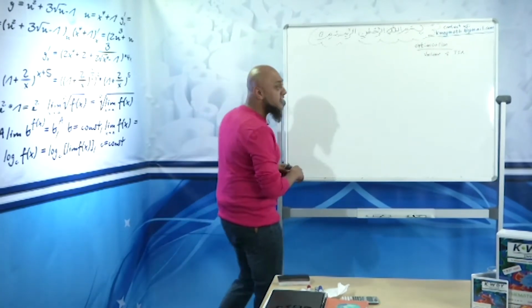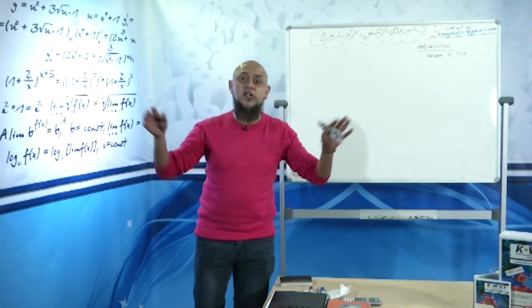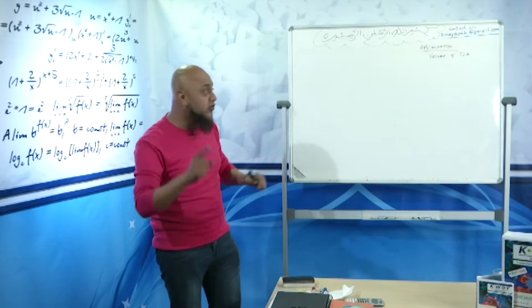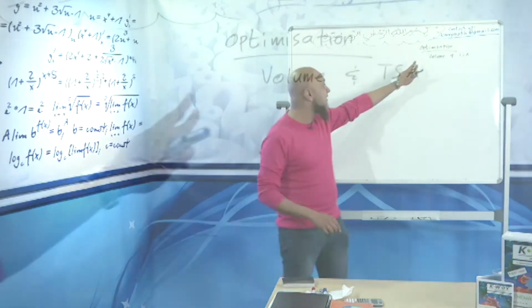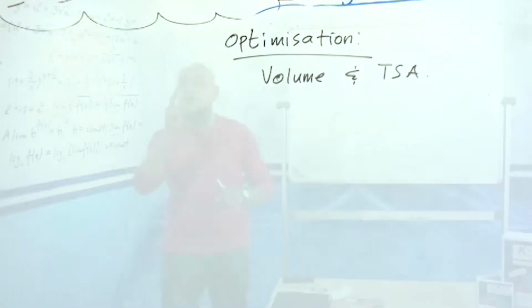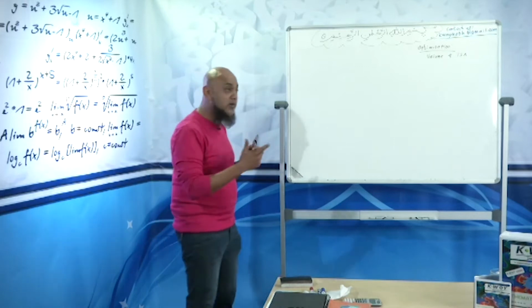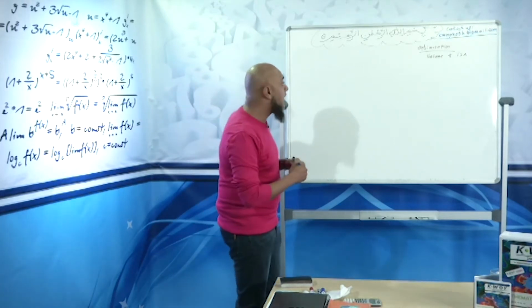Right, let's get started. We ended our last calculus show with the cubic function. I did promise you that our last topic is optimization with volume and total surface area, but I also promised to explain what the point of inflection is. So let's go into the point of inflection a little bit before we get into optimization.